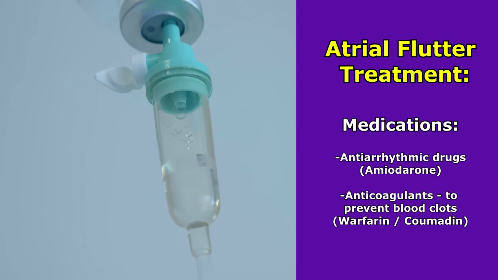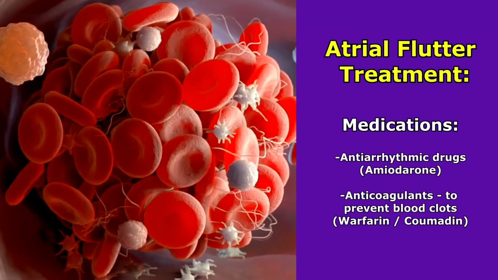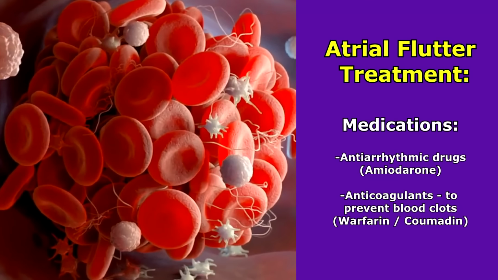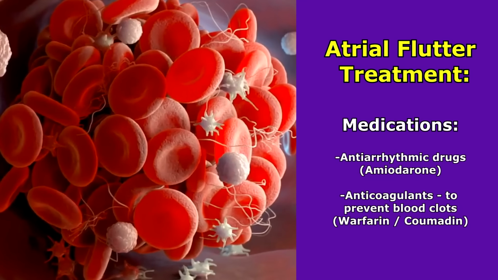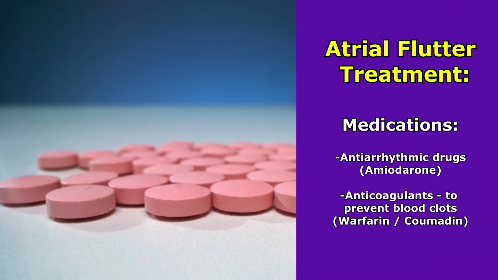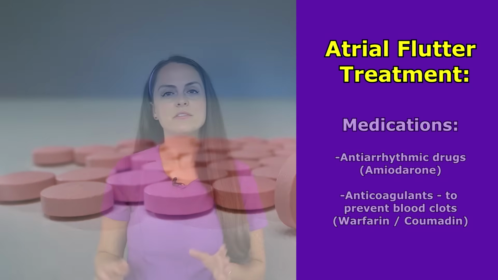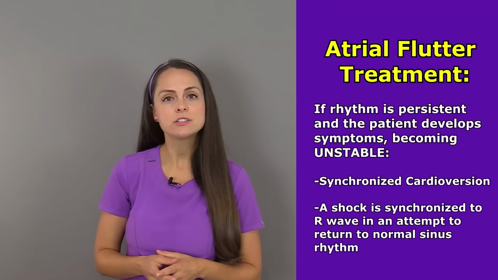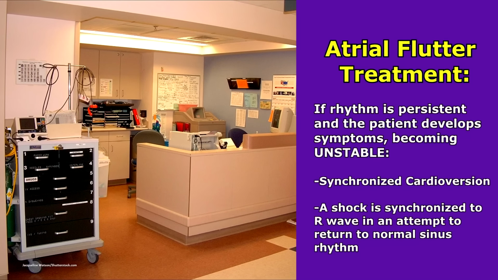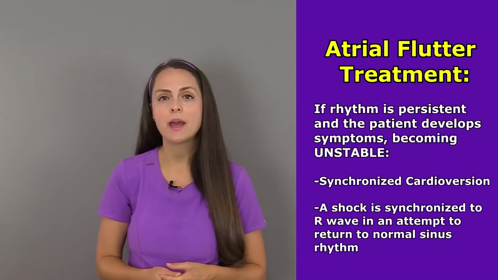And one thing we really want to do with this rhythm is we want to prevent a blood clot from forming, because those atria are not contracting as they should, and blood can pool there. And whenever we have blood pool in the heart, it could lead to a blood clot. So the patient may be on some anticoagulants such as warfarin, also known as Coumadin, to help prevent this. Now, if this rhythm is persistent and the patient starts to develop symptoms where they become unstable, we can do a synchronized cardioversion. And this is where a shock is synchronized to the patient's R wave.